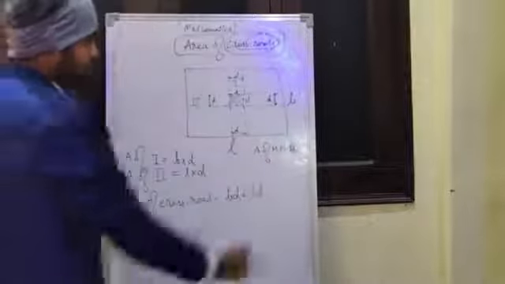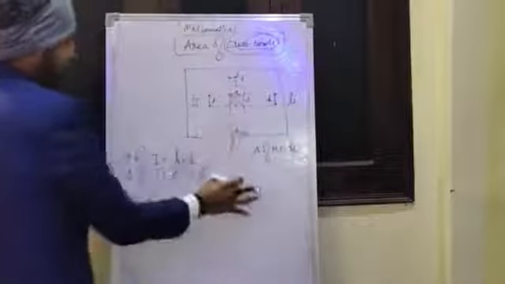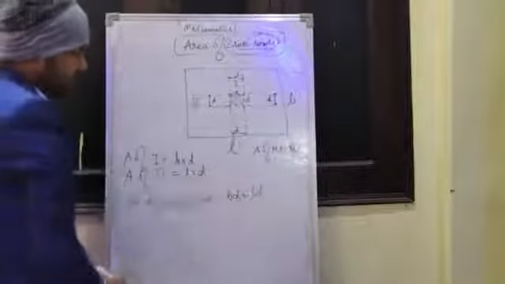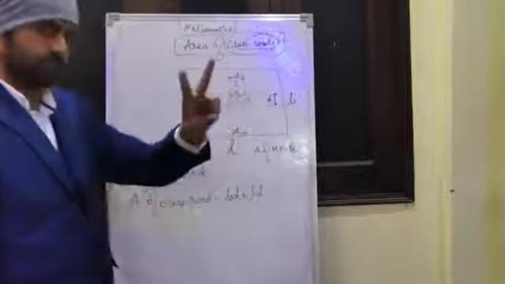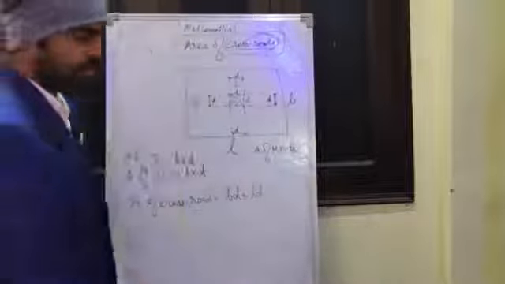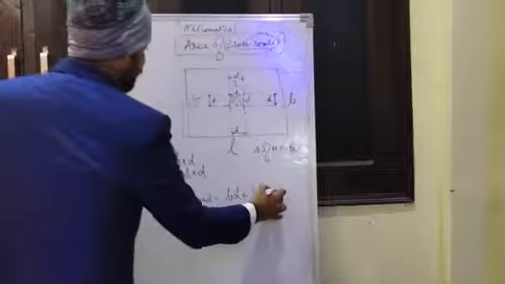Okay. So now this d into d should be subtracted from the total area, because when we were finding the total area, we were taking this middle portion two times. So we need to remove it once. I hope it is clear. So that's why we are going to subtract it once.